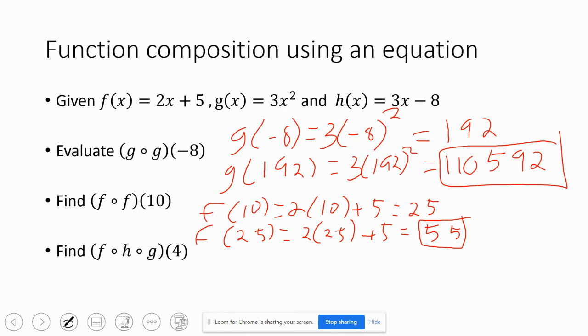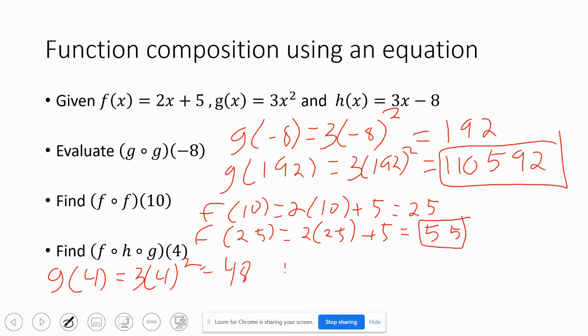Same thing, but now with 3 functions, and we want to plug this number 4 first into g, then into h, then into f finally. So you first find g at 4. Should be 3 times 4 to the second power. Should be 16 times 3, which is 48.